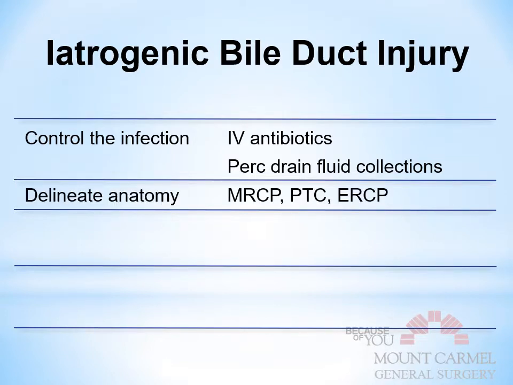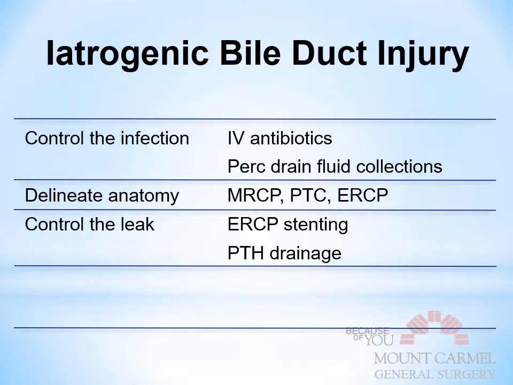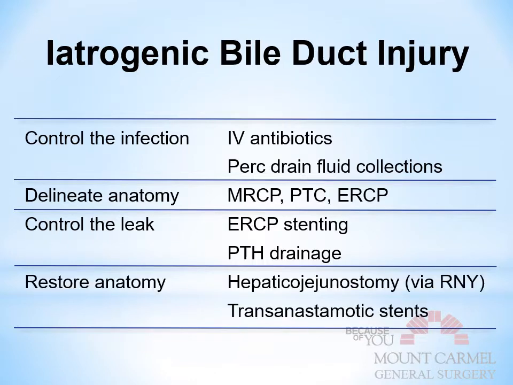You delineate the anatomy, MRCP. You can do a percutaneous cholangiogram or ERCP. Normally MRCP. You control the leak with either a stent across it or just percutaneous drainage. Then you restore the anatomy, so you can either do what we talked about earlier, like a hepaticojejunostomy, or whatever you can do to essentially reattach the liver biliary structures to a reasonably well draining portion of the alimentary canal.